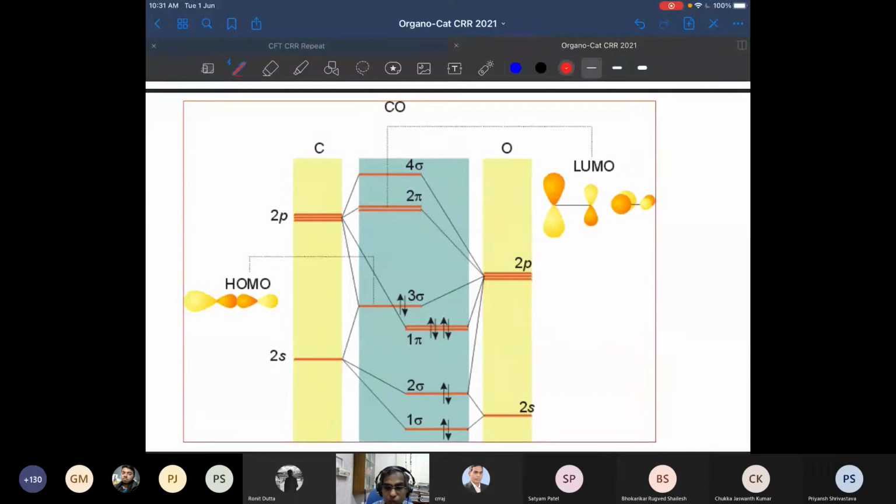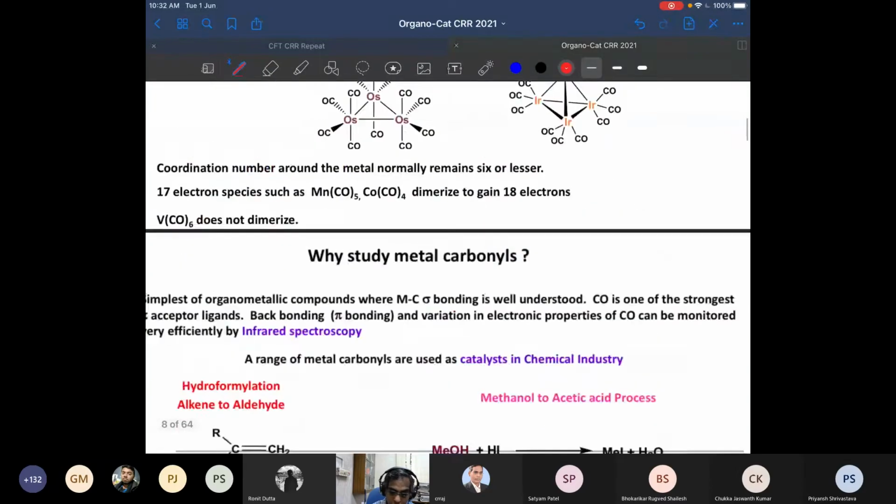This is the diagram that I showed when I taught you the heterodiatomics in MO theory, right? Basically, I have a lowest unoccupied molecular orbital, that is a pi antibonding orbital, and a highest occupied molecular orbital, that is a 3 sigma orbital. Okay, I hope you are following. So these two orbitals are being used in making a bond.